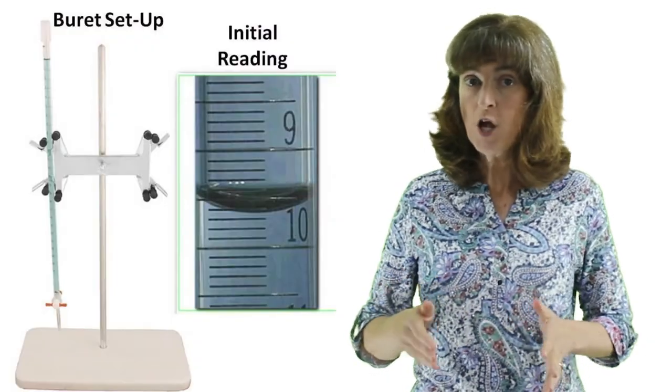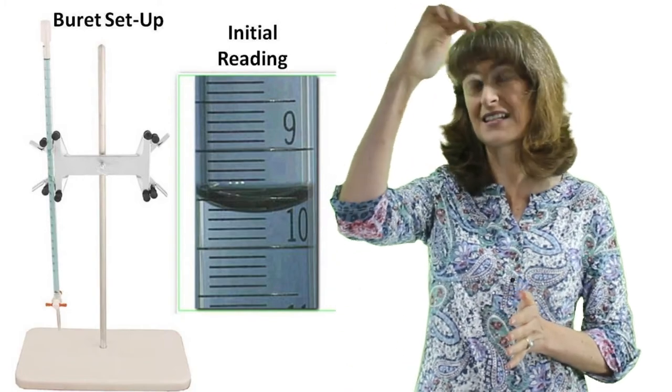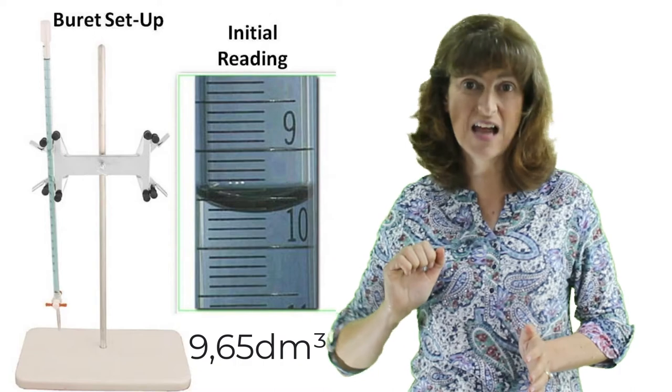But before we start, we need to read the volume of the base that's inside the burette. And we write that down. Then we open the tap. Our standard solution runs out through the burette tap into the flask containing the solution of interest.